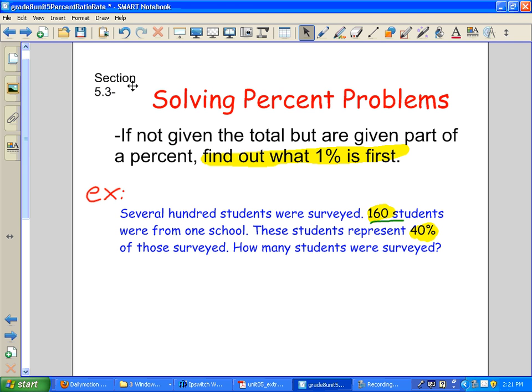Section 5.3, solving percent problems. A lot of the times we're told what the total is, but we're not given part of a percent. And the best way to do it is to show this example here.